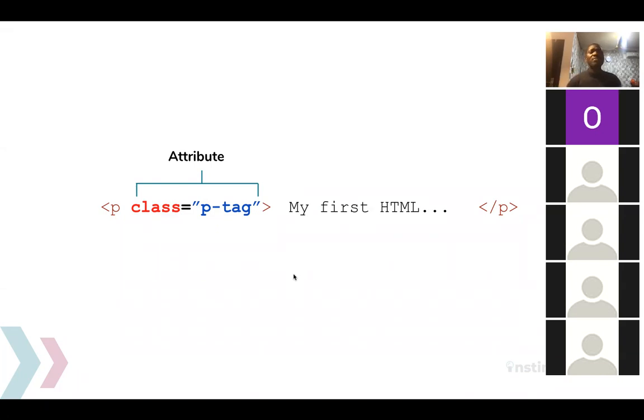So imagine we have like 100 paragraphs on the page. How do you target each of the paragraphs? Imagine we have 200, imagine we have thousands. How do you target them? Will you have to start selecting them one after the other? No, this is where the class attribute comes into play.